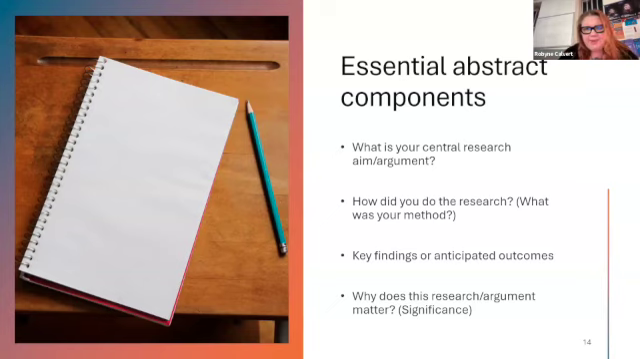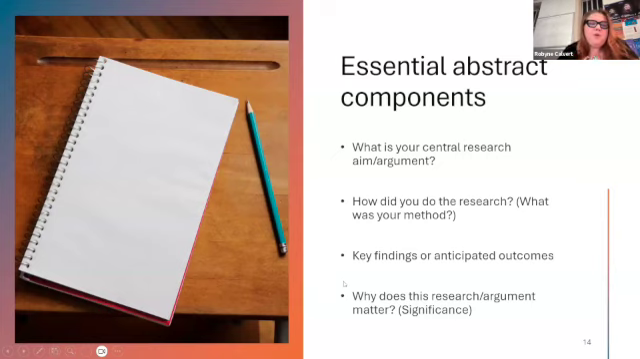So what are the essential components that go into that? First of all, clearly you have to say, what is your central argument or aim or research question? What is the key idea that you are going to be talking about? Secondly, it talks about what you did. What was your method? How did you do your research? How did you go about it? It gives you a little bit of a hint on what your key findings or your anticipated outcomes or your results or your conclusions are, okay? But it doesn't give everything away. It just hints at that.